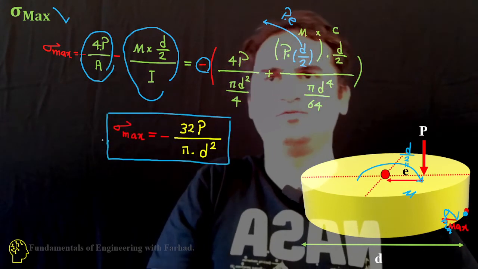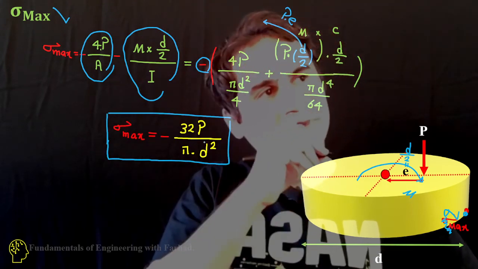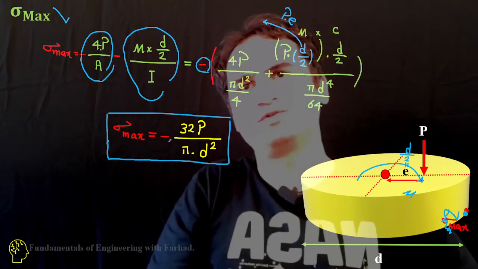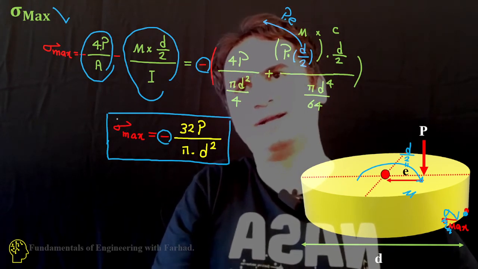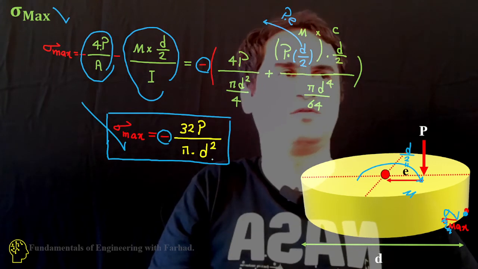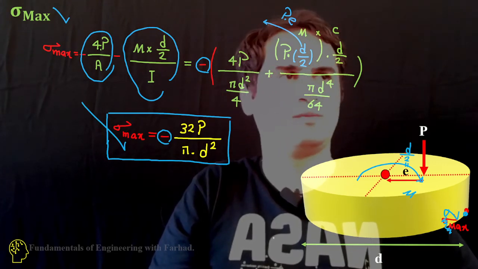And if you do the math, it gives you a push of 32P over pi D squared. That's the numeric value for sigma maximum.